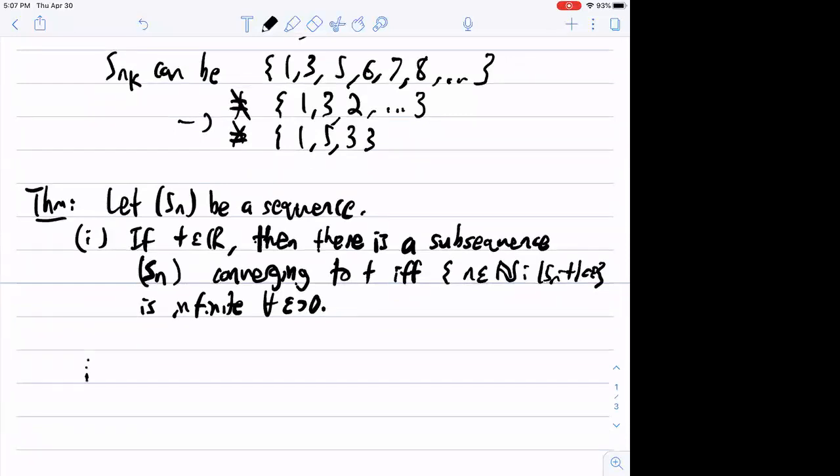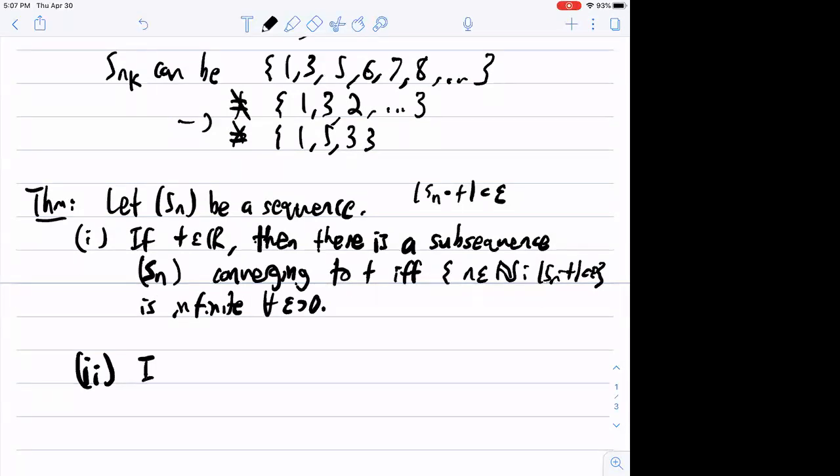I have a question. Sure. You wrote n in natural numbers such that, and then what was it right next to it that you wrote? It's the absolute value of s sub n minus t, less than epsilon. Okay, gotcha. Thank you.